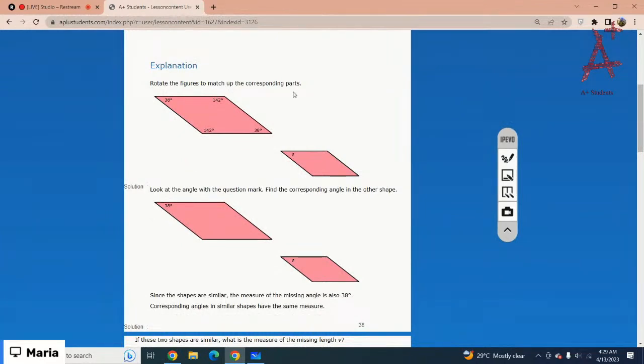So rotate the figure to match up the corresponding parts. Got it? Just rotate the image and see the corresponding parts. So when you rotate the image, the corresponding angle matches 38 degrees. That means that it would be 38 degrees. Got it? Just match the corners.